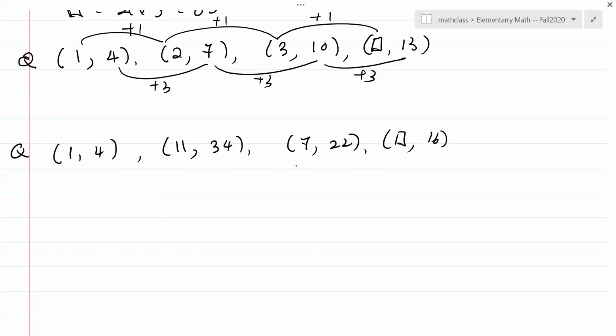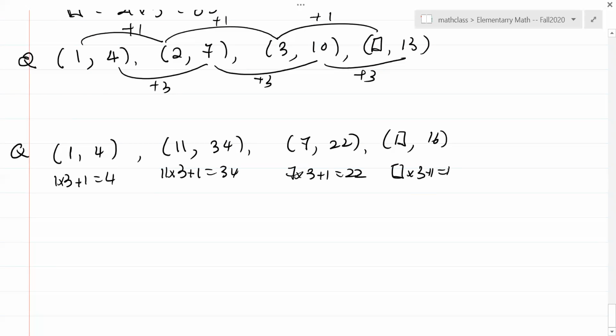So here's the idea. 1 times 3 plus 1 equals 4. And 11 times 3 plus 1 equals 34. 7 times 3 plus 1 is going to be 22. Just add the 1 to a multiple, right? So this number times 3 plus 1 should be equal to 16.